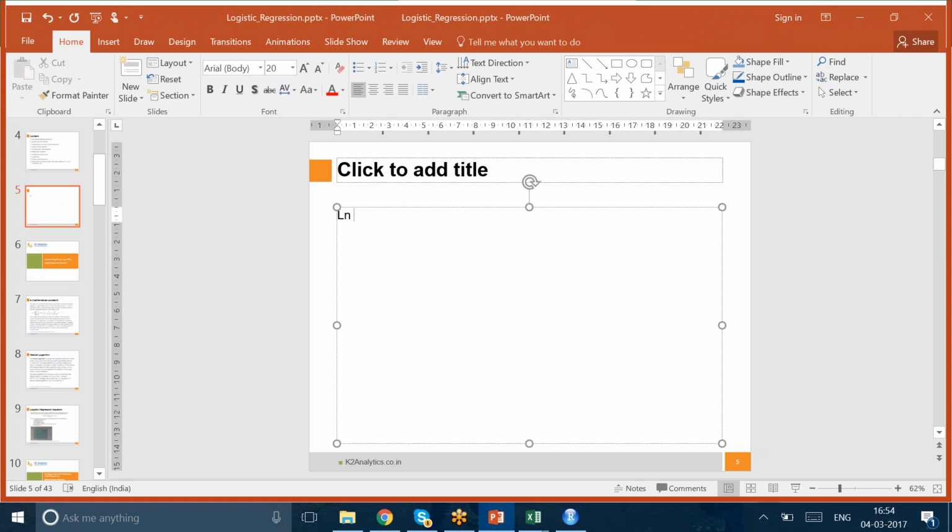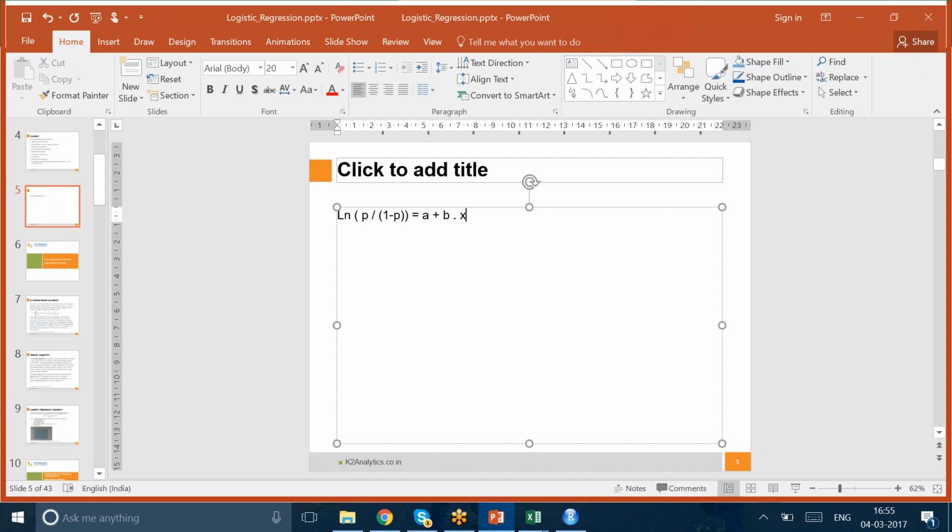ln (P divided by 1 minus P) is equal to alpha A plus beta B dot X.